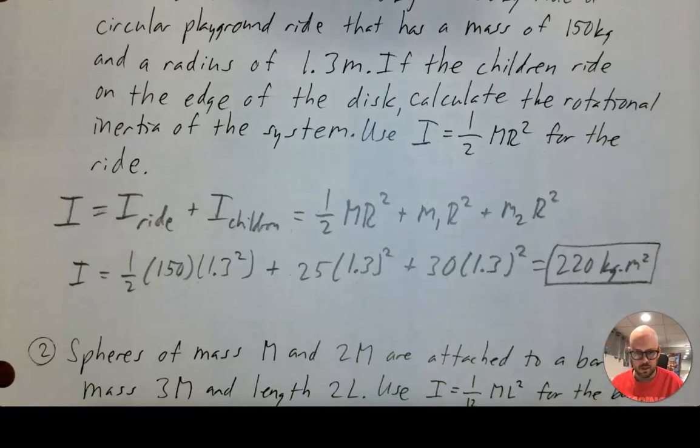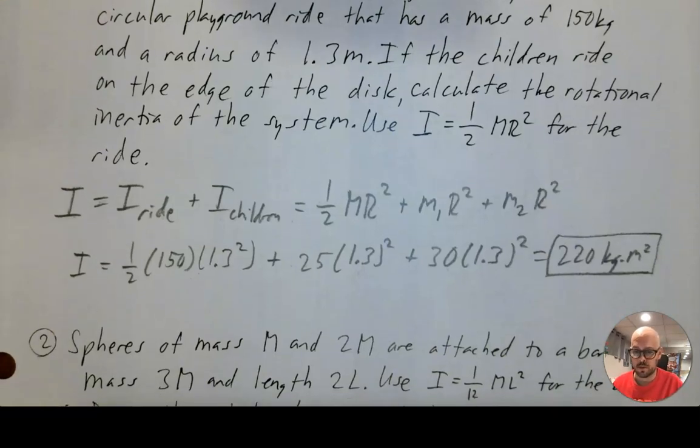That's a pretty large rotational inertia for something that is human sized. The values get much larger, and in our lab, those values are going to be much smaller.